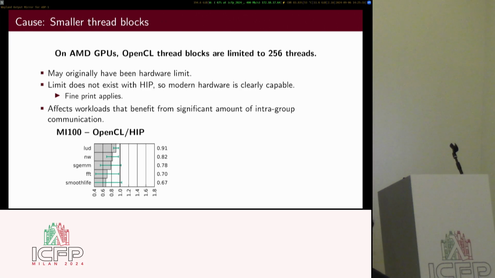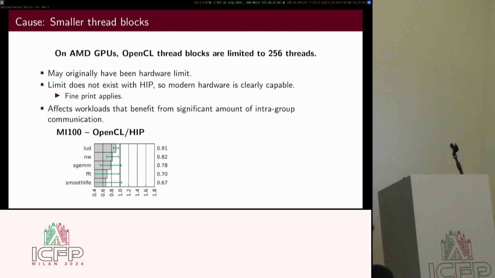So this has an impact on OpenCL, because on AMD GPUs, OpenCL thread blocks are limited to 256 threads, whereas on NVIDIA, they are 1,024. Originally, this may have been a hardware limit, because if you use HIP to target the exact same AMD GPU, this limit doesn't exist. It's 1,024, like it has always been on NVIDIA. So the hardware is clearly capable of running larger thread blocks. And there is some fine print that applies to why this restriction may still exist. I won't go into that.